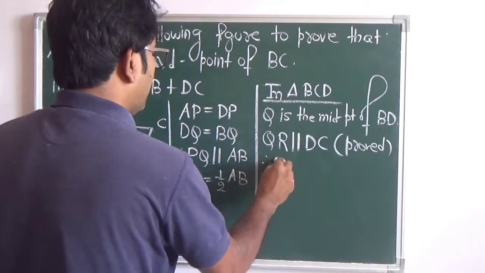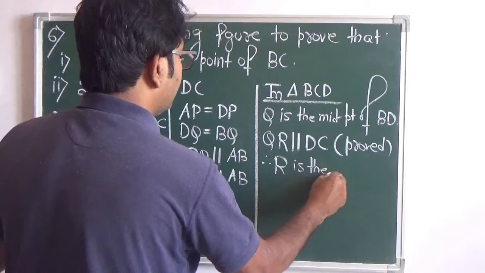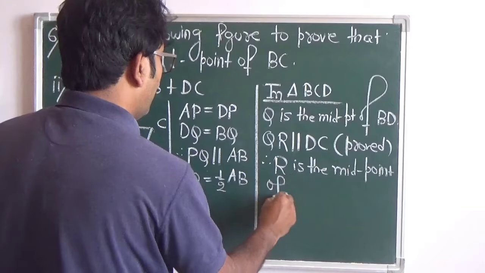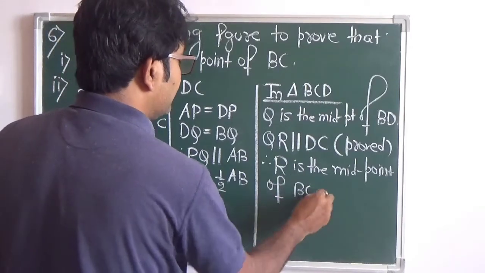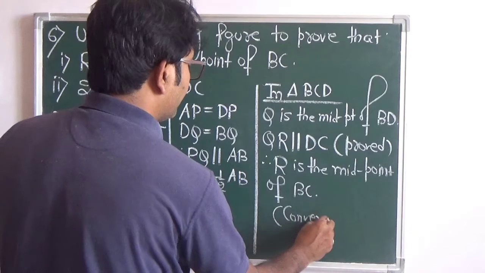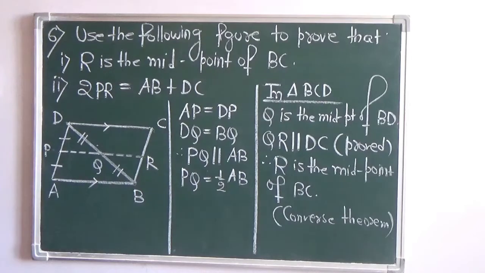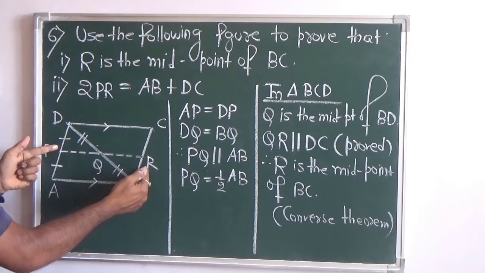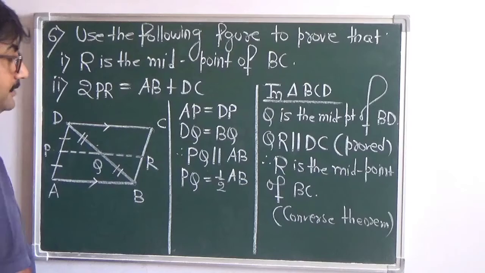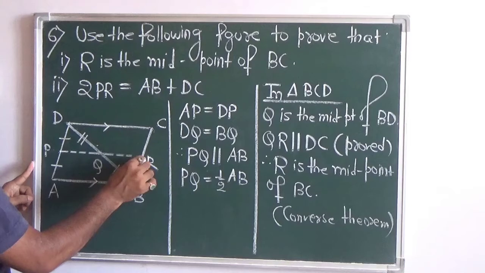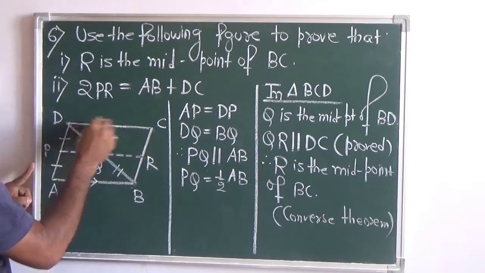So therefore R is the midpoint of BC, and this is by the converse theorem. If you remember the converse theorem, so this is obtained by applying the converse theorem. Now second part of the question is twice of PR is equals to AB plus DC. Now since Q is the midpoint of BD, R is the midpoint of BC, so QR is parallel to DC and QR is half of DC.